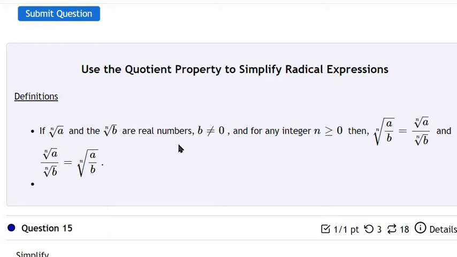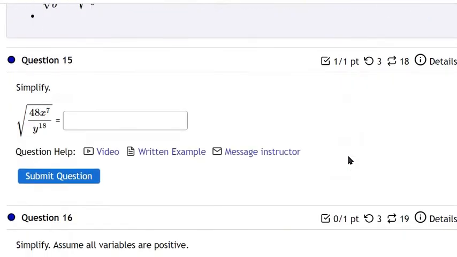and b is not 0, because you can't divide by 0, then for any integer n greater than or equal to 2, the nth root of a over b, the fraction a over b being the radicand, is equal to two separate radicals: the nth root of a divided by the nth root of b. So we can take fractions that are the radicand and split them up into a numerator and a denominator that have radicals. That's what we're going to use to simplify this.